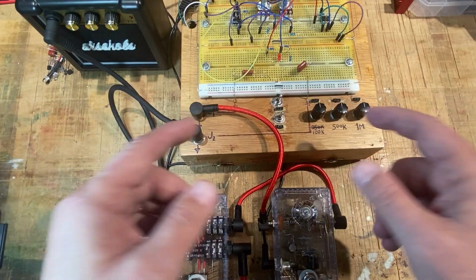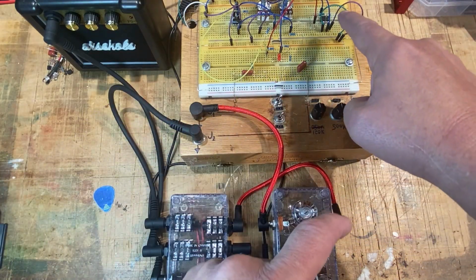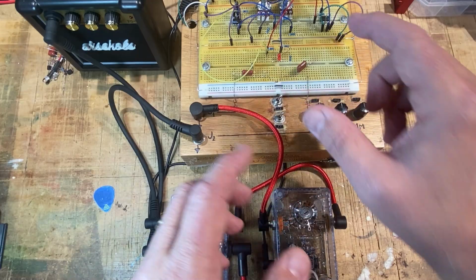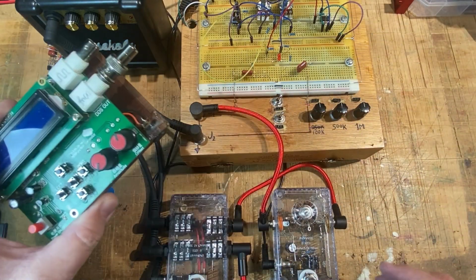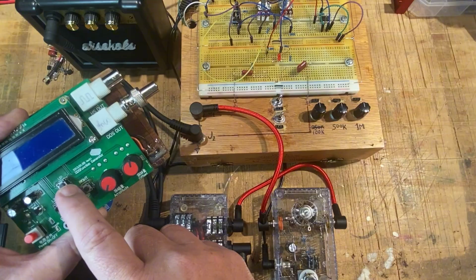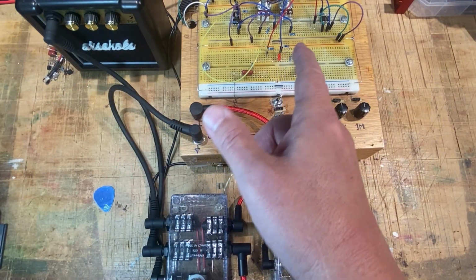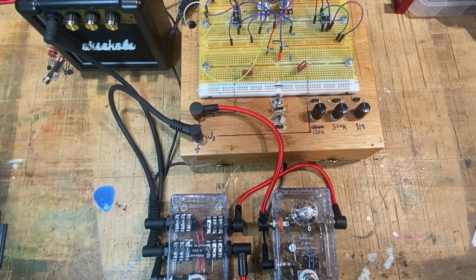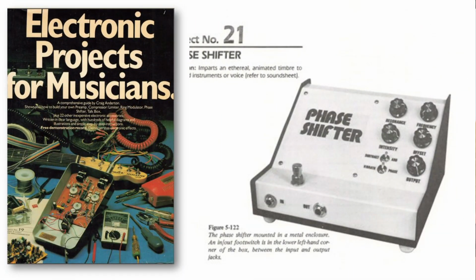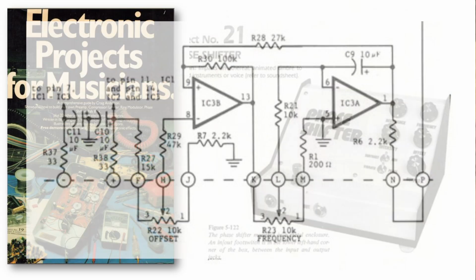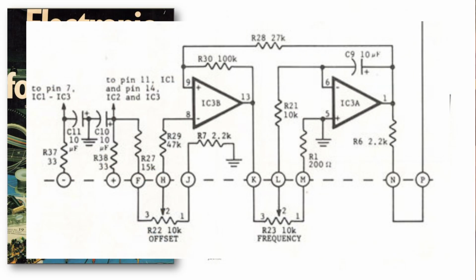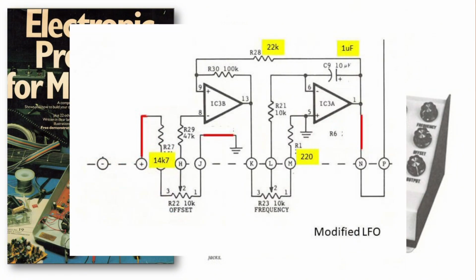So back here on the bench, I still have my diode switch and inverting amplifier hooked up, but I have a couple of other things here. First of all, I've replaced the signal generator. So I made another low-frequency oscillator using the help of Craig Anderton's Electronic Projects for Musicians book that I got back in the 80s. And I borrowed a piece of the circuit from his Project 21, the phase shifter. I took the LFO circuit out of that schematic and I made a couple of changes.